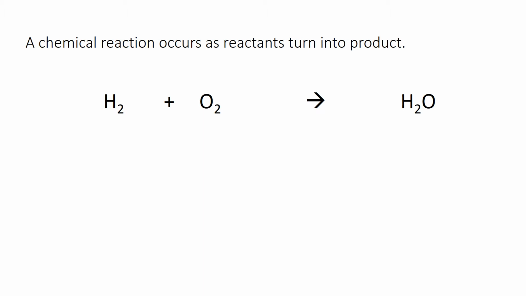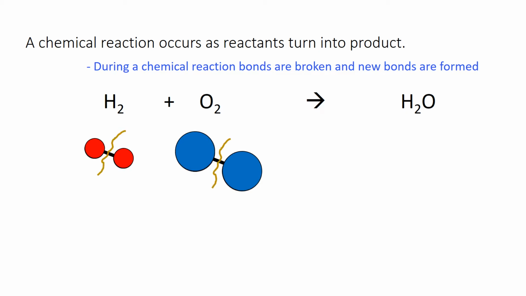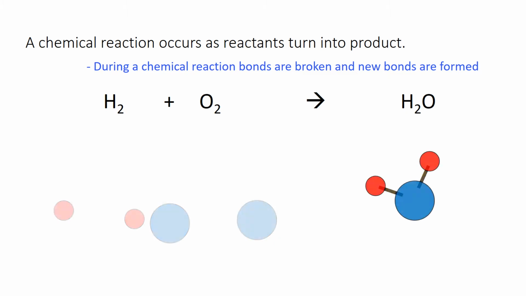A chemical reaction occurs as the reactants turn into products. And during a chemical reaction, bonds are broken and new bonds are formed. To illustrate this, think of the reaction between hydrogen gas and oxygen gas to produce H2O. If you look at it on the molecular level, there's a molecule of hydrogen and a molecule of oxygen. When you bring them together and they react, they break the bonds in the molecules. Each of the atoms spread apart, and then two hydrogens and an oxygen come together to form a water molecule. And two new bonds are formed between the oxygen and the two hydrogens.